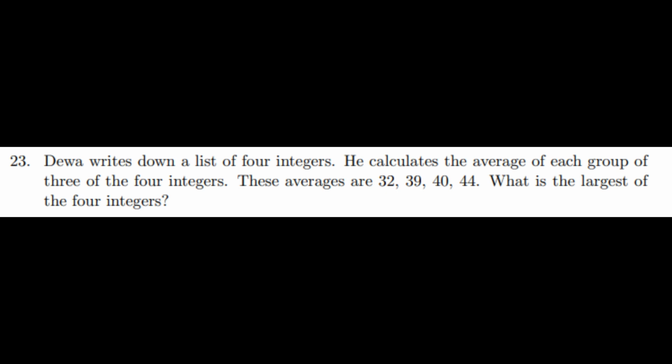Now for question 23. Diwa writes down a list of 4 integers. He calculates the average of each group of 3 of the 4 integers. These averages are 32, 39, 40, and 44. What is the largest of the 4 integers?